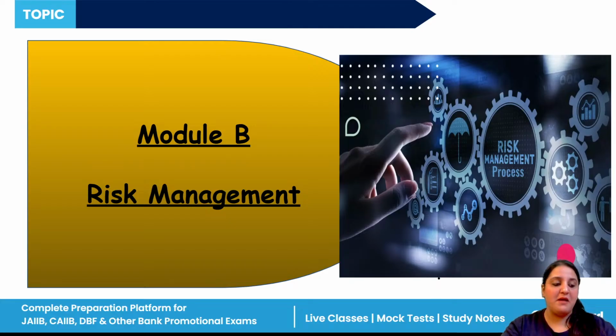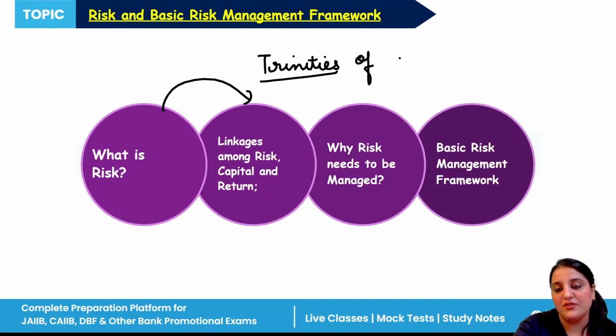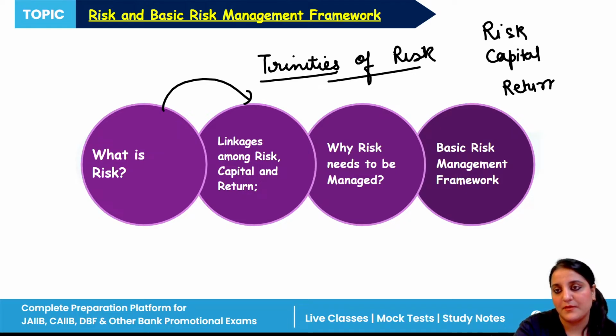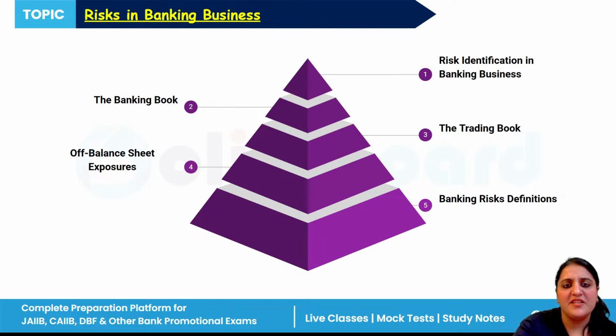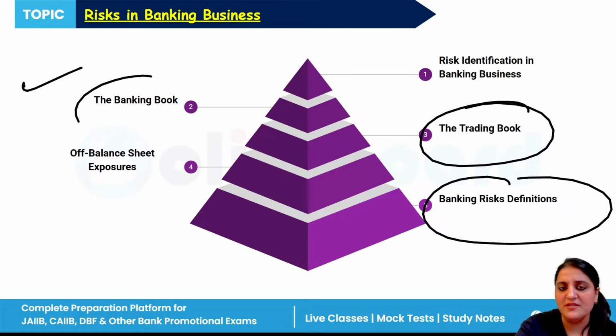Then we have risk management, in which we are going to discuss different types of risk. The first one is about the trinity of risk, and there are three elements of the trinity: risk, capital, and return. Very short chapter. This also tells about the banking book, the trading book, and the banking risk definitions.